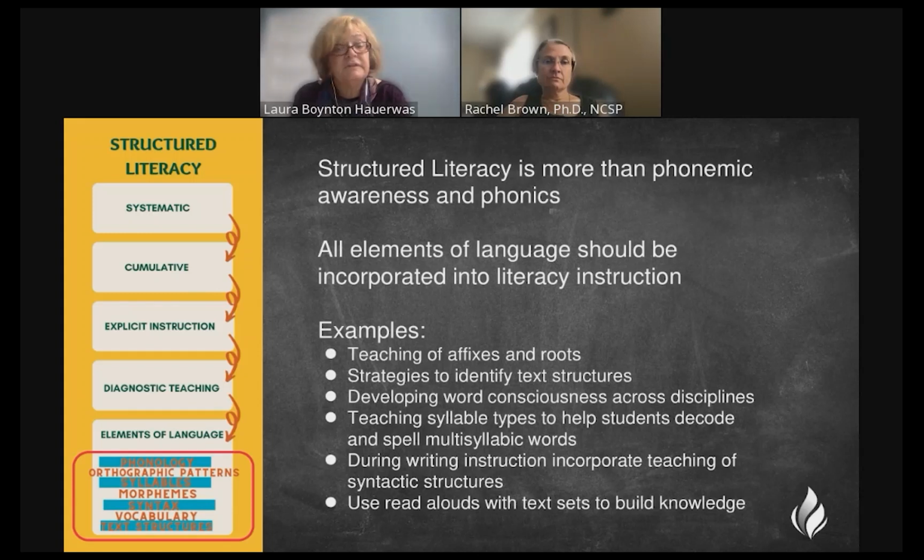We're going to systematically teach strategies to identify text structures. We want to develop word consciousness across disciplines as students learn academic vocabulary. We're going to teach syllable types to help students decode and spell multisyllabic words. And during writing instruction, we're going to incorporate teaching of syntactic structures to expand their sentence structure. And we're going to use read alouds of text sets to build background knowledge about the world.